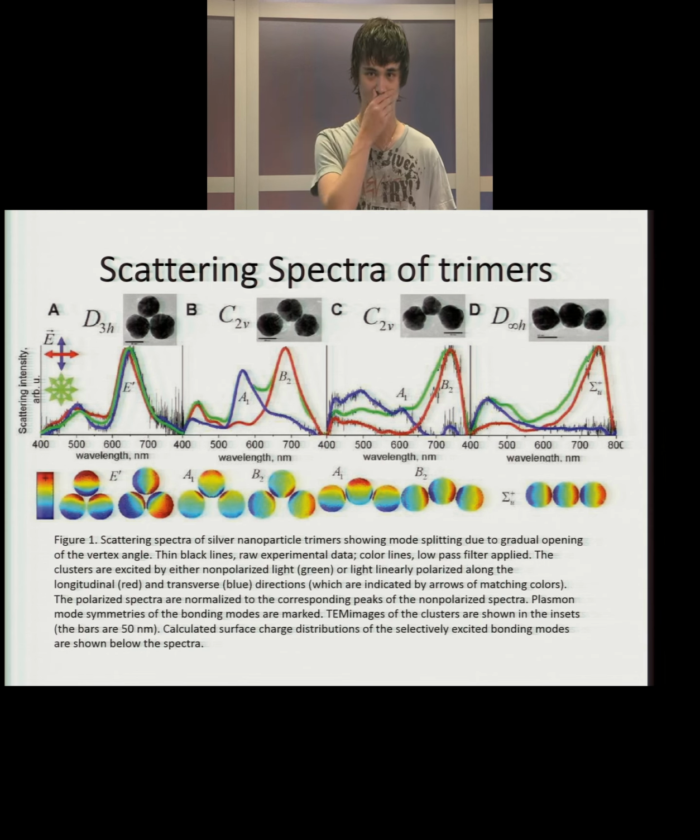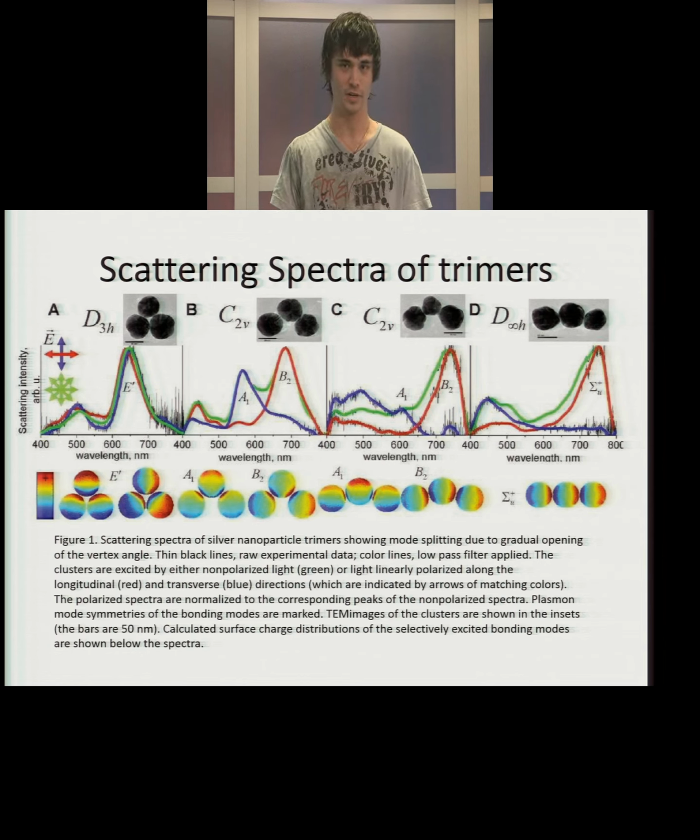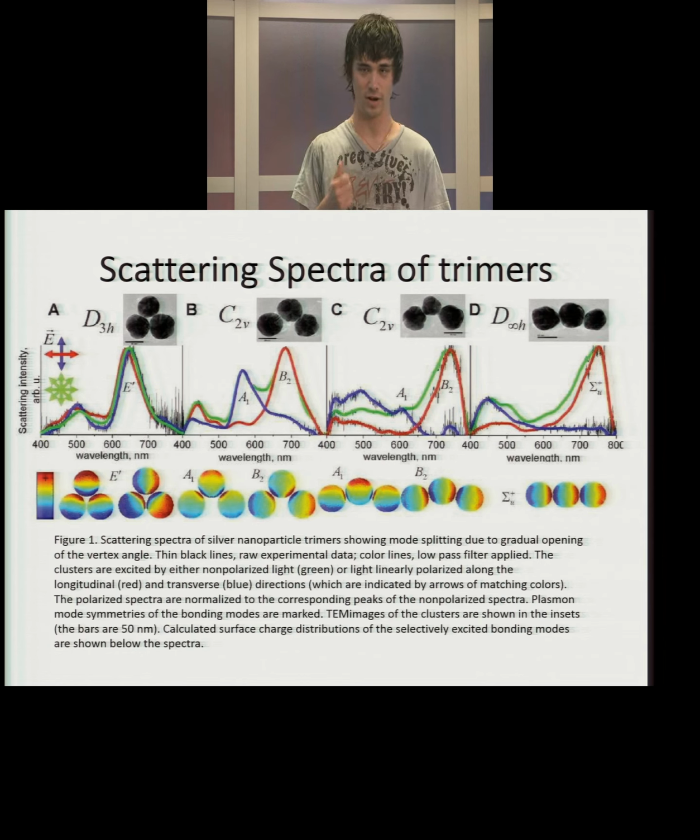So they took scattering spectra of these trimers, where in the top we have three lines: green, blue, and red. The green line represents the spectra taken with non-polarized light. The blue line is transversely polarized light, and the transverse direction is simply perpendicular to the base of the triangle. The red line, or the B2 grouping, is longitudinally polarized light, which is along the base of the equilateral triangle, or parallel to the base.